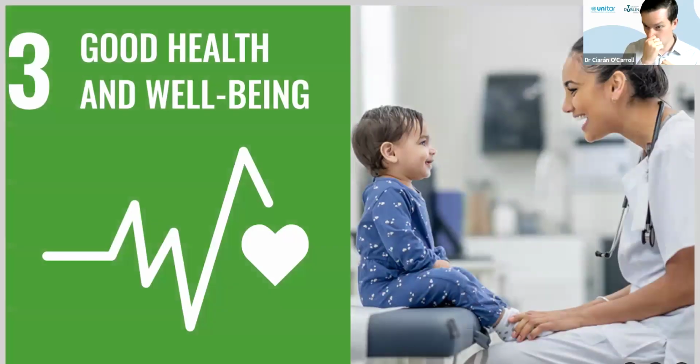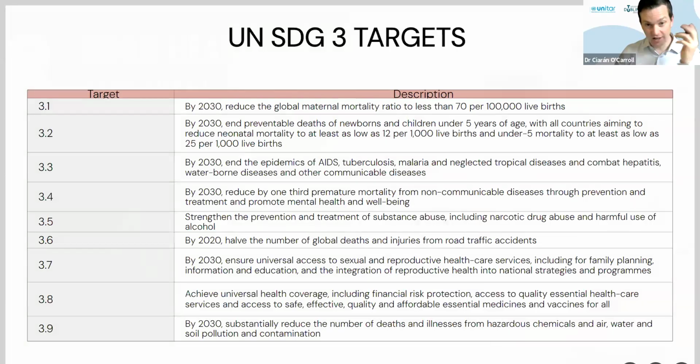Good health and well-being. So what is good health and well-being as a UN SDG? What are the targets around that? It's focused on reducing global mortality, especially amongst mothers, ending epidemics, ending preventable deaths of newborns, strengthening prevention and treatment of substance abuse, even down to road traffic accidents.